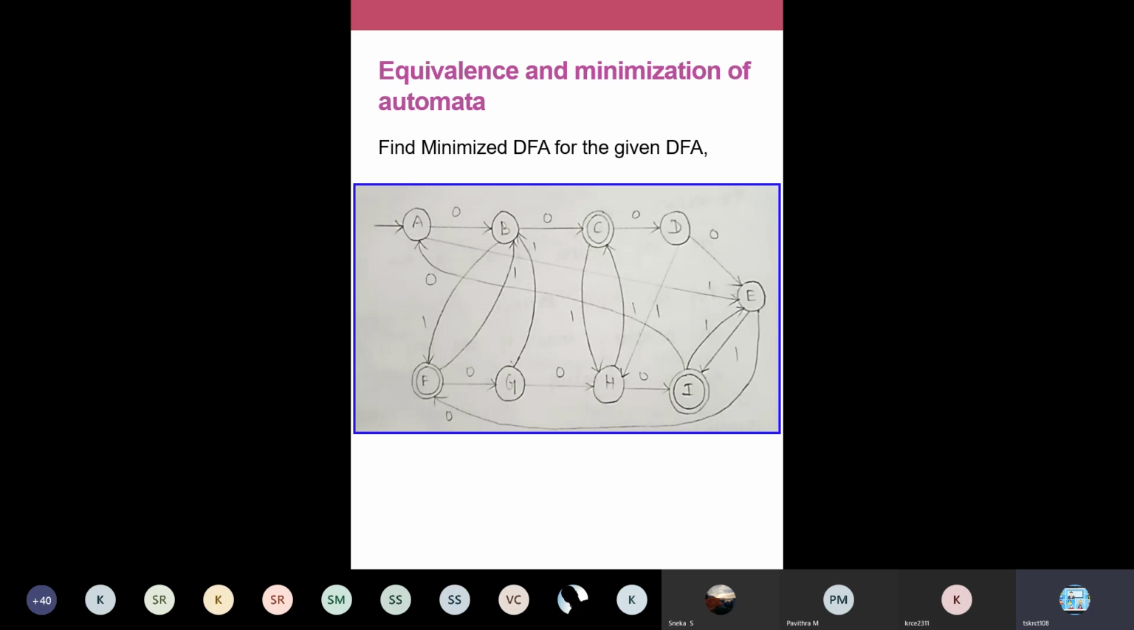You have 9 states here, A, B, C, D, E, F, G, H and I. Note down what are all the accepting states. C, F, I, 3 accepting states irukku. And all other transitions you just note down. You have the input symbols as 0 and 1. All this you have to analyze from your diagram.